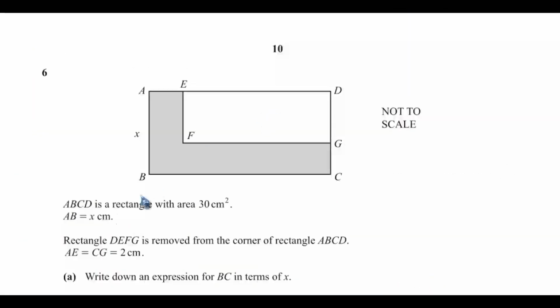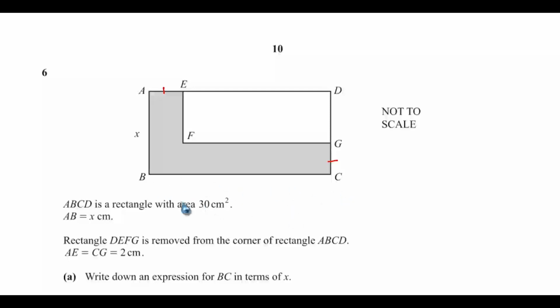Question 6. ABCD is a rectangle with area 30 centimeters squared. AB is equal to x centimeters. Then rectangle DEFG is removed from the corner of the rectangle ABCD. AE is equal to CG equals 2 centimeters. So here is 2 centimeters, and here is also 2 centimeters. Then write down an expression for BC in terms of x.